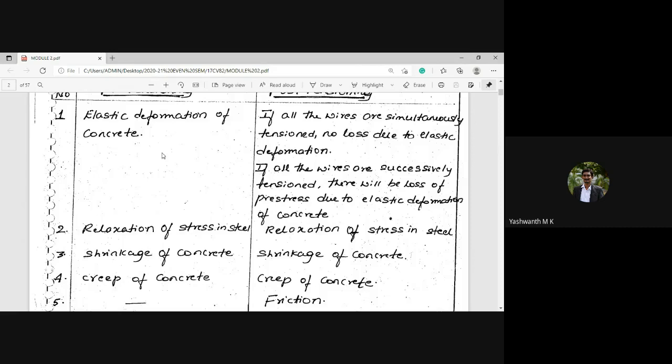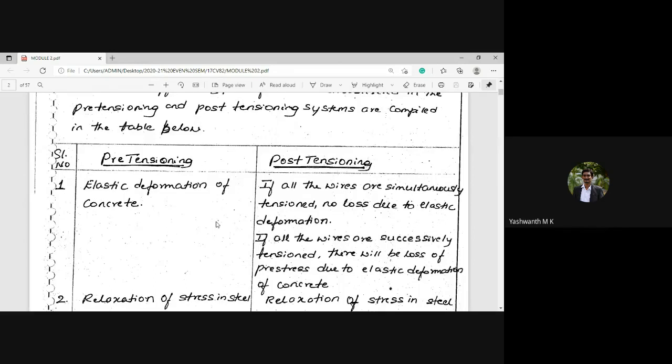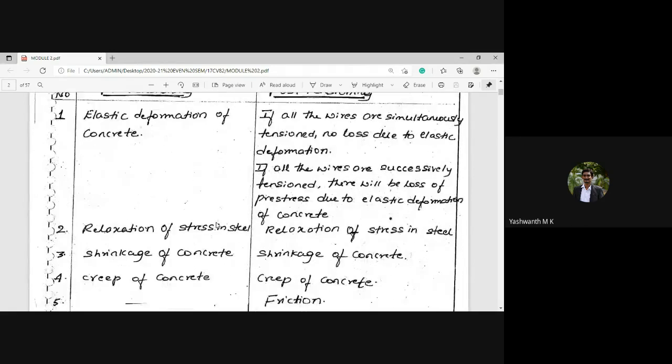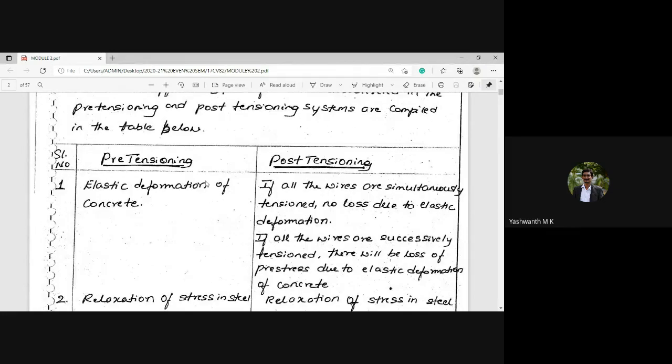You can see the concrete and steel are the root cause of the loss of pre-stress. Is it clear? Three losses from the concrete and one loss in the steel are going to happen in the pre-tensioning system, which in turn makes the pre-stress undergo loss. Is it clear? So this is regarding pre-tensioning. Let us go with post-tensioning.